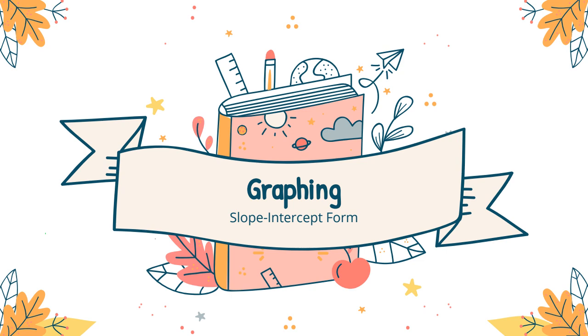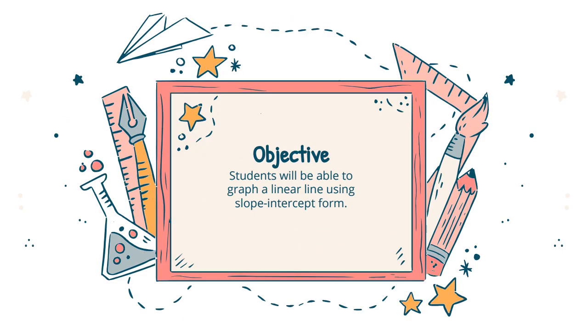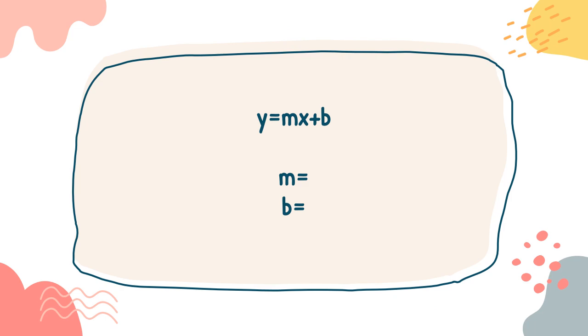Virtual/blended learning. Today, we're going to be talking about graphing using slope-intercept form. And our objective for today's students will be able to graph a linear line, and linear just means straight, using slope-intercept form. So remember that slope-intercept form is y equals mx plus b, where m is what? The slope, and what is b? The y-intercept.